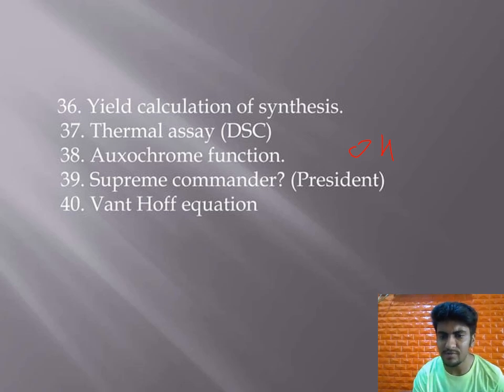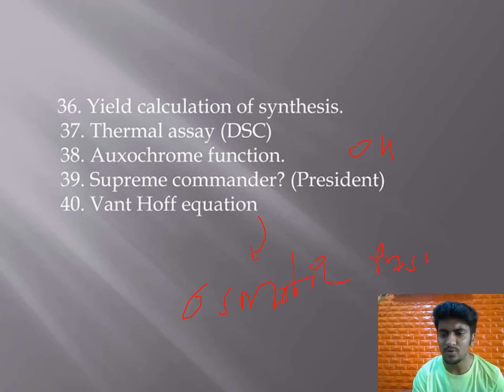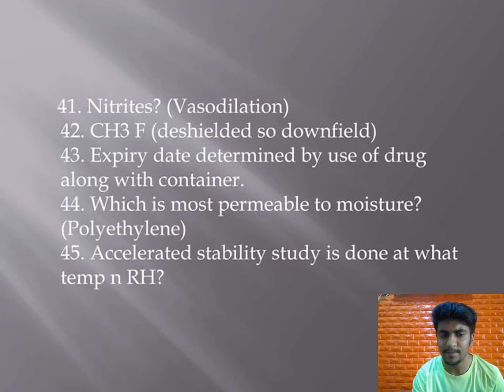Then Van't Hoff's equation, it is for osmotic pressure. So we have different colligative properties: elevation of boiling point, depression of freezing point, osmotic pressure, vapor pressure. So you had osmotic pressure, the Van't Hoff's, right? Accelerated stability studies, obviously the answer was 45 degrees at 75 RH for 6 months.